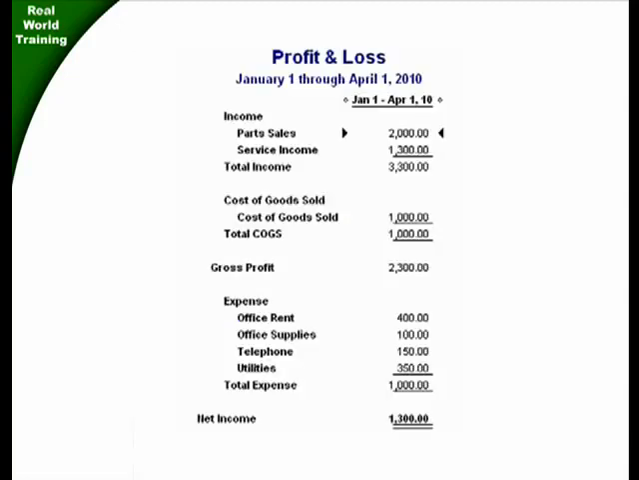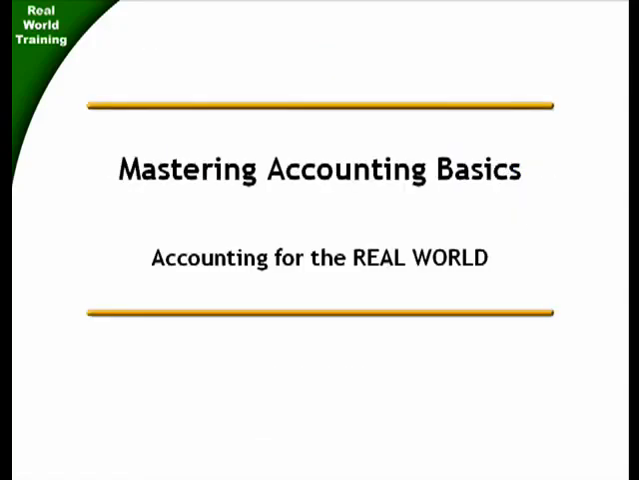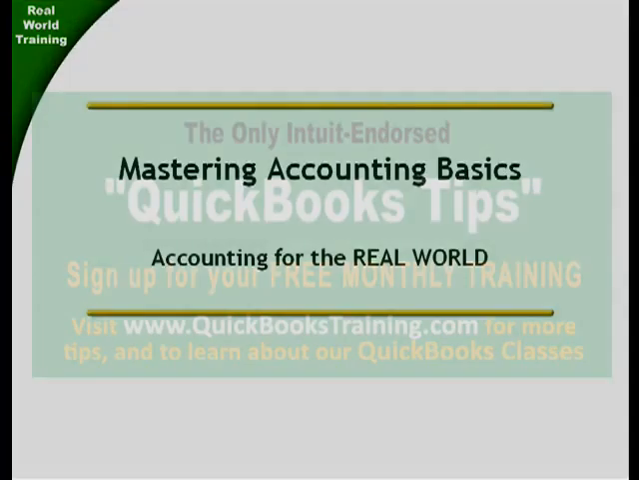Let's look at this calculation on the financial statement. On this profit and loss statement, total income is $3,300. Subtract cost of goods sold of $1,000 and expenses of $1,000. The result is a net income of $1,300. Here you see how the calculation works. You now have a general overview of basic accounting concepts. In the next topics, you learn the finer details of accounting.